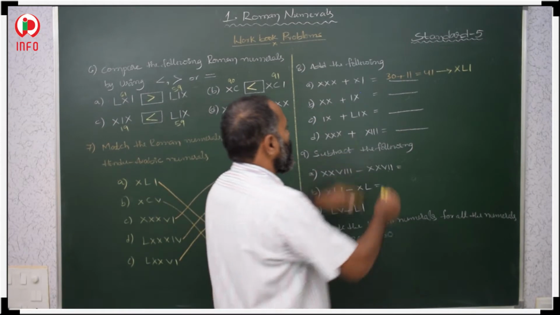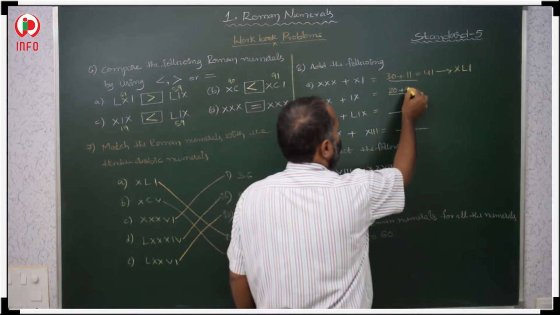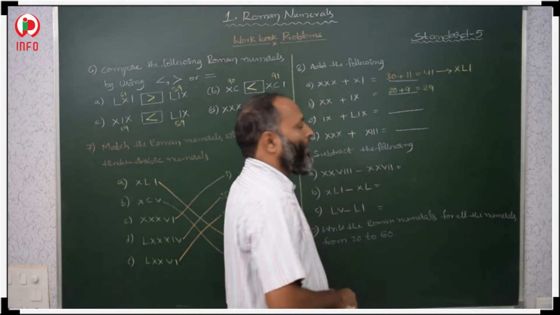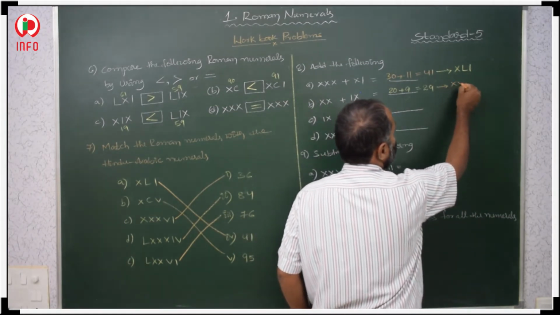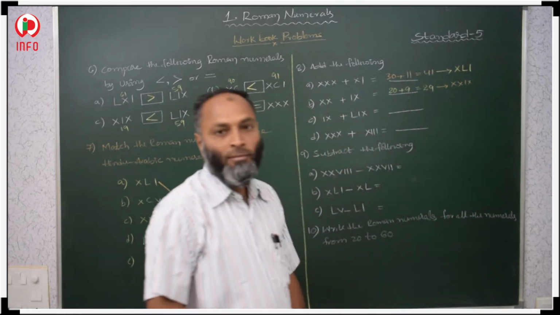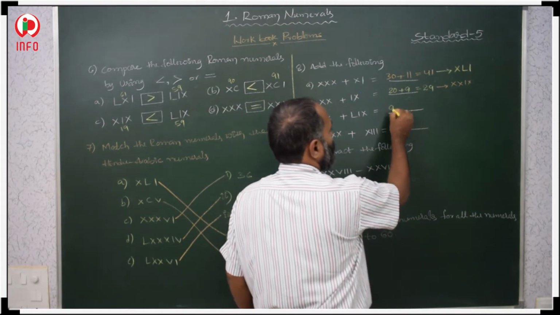Now 20. XX is 20. 20 plus IX, which means 9. This is 29. Then how to represent 29? That is 10 plus 10, 20. 20 plus the symbol for 9, which is IX. 29. Then IX is the symbol for 9.